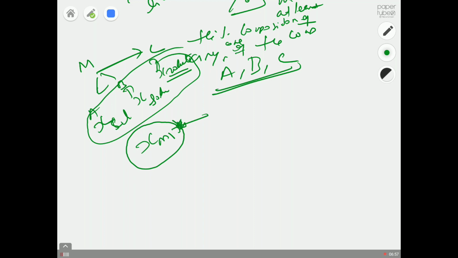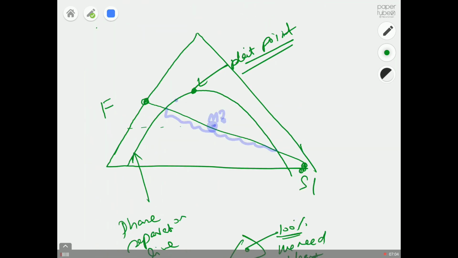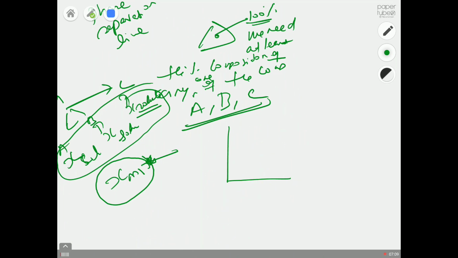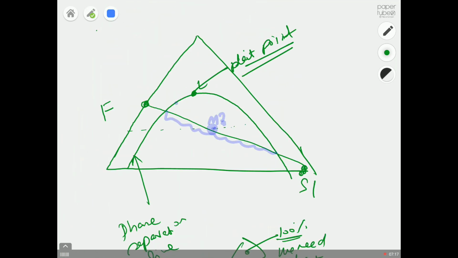we can easily identify this mixing point, especially if you are going to plot the value on something like a 2D diagram, like a right angled triangle. I will show you how to do that. All we need is to calculate XM1. Where is our XM1?